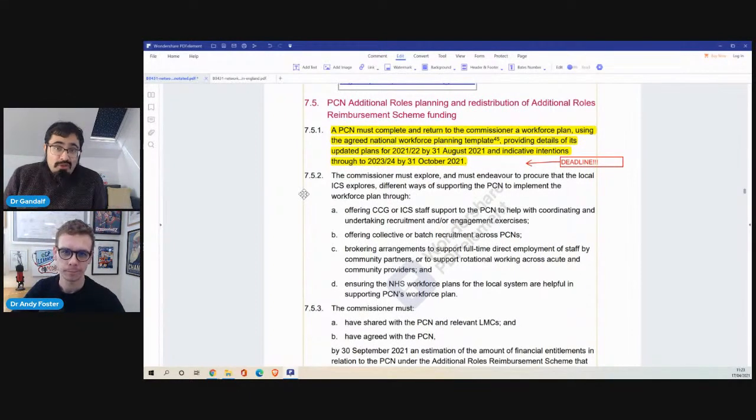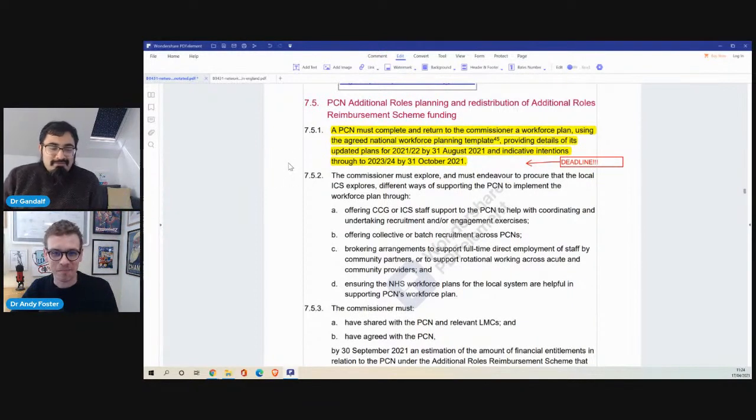And it's important to know that it's there. And it's really important, therefore, to really crack on and get your ARRS roles in as quickly as possible. Because as we saw with last year, trying to do this in the last 3-4 months meant that many networks have had massive amounts of underspends. And the interesting question is, where's that money going to go?